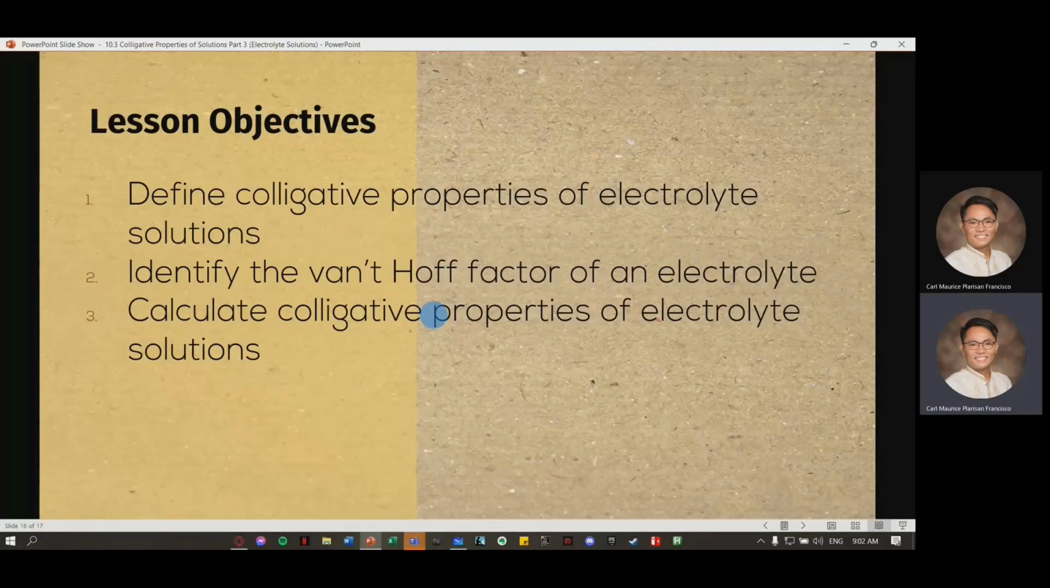Right, so once again, these are the following lesson objectives. Number 1, to define colligative properties of electrolyte solutions. Number 2 is to identify the Van 't Hoff factor of an electrolyte. So hopefully we have done that. And number 3 is to calculate some colligative properties of electrolyte solutions using colligative property electrolyte solution equations.